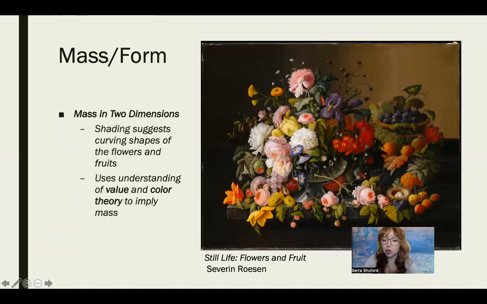Mass in 2 dimensions is a little bit easier to comprehend because there's more elements that have to take place for you to understand that it's happening. So if you have mass in 2 dimensions, the shading will suggest that there are curving shapes, such as with the flowers and the fruits that we see here. So we start to see that there is a form or a 3-dimensional aspect to these pieces because of the shading and the color that is being used. It uses understanding of value and color theory to imply that there is mass there. So you have to have a good understanding, if you're an artist, of value and color to accurately display form in 2 dimensions, like this piece here.